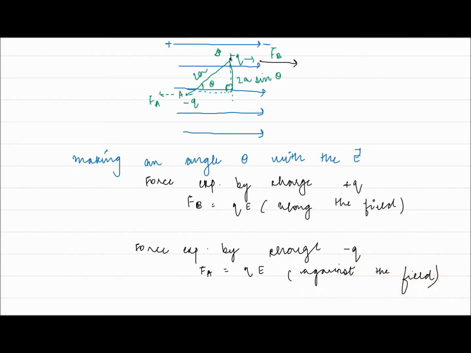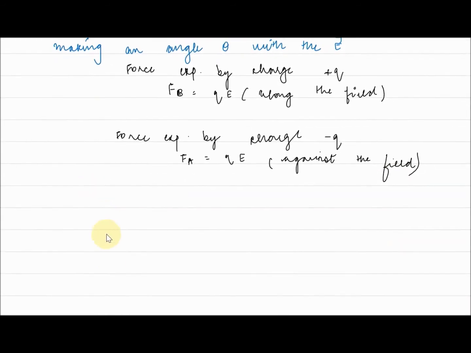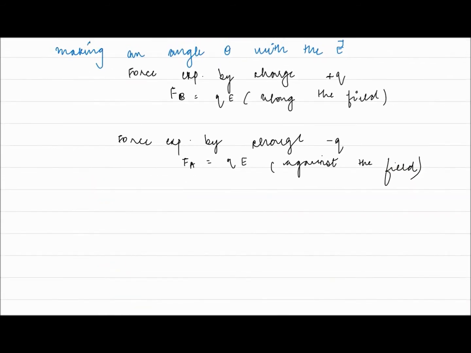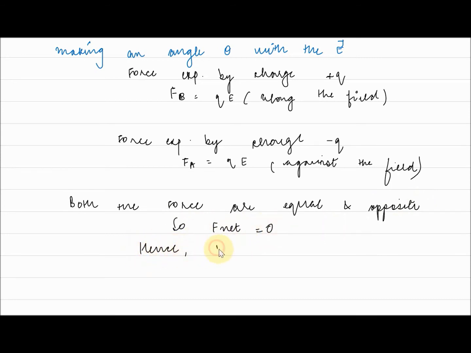As we know, both the charges are equal and opposite, so the forces cancel each other. Both the forces are equal and opposite, so the net force is equal to 0. Hence, no translatory motion.